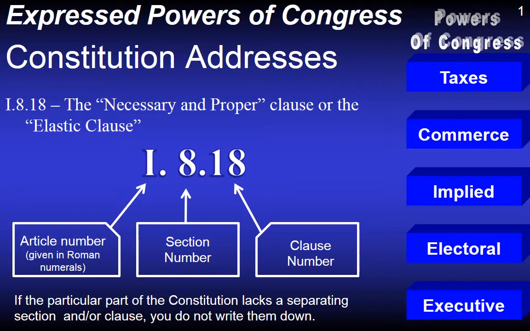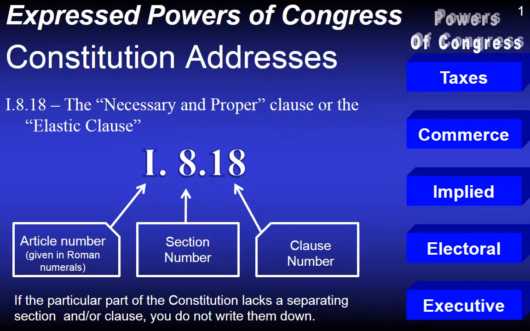Before we get into the actual powers of Congress, there's a couple of things that I want to make sure we address, so that we can speak the same language and you understand exactly what we're talking about. The first one is, how do you find a part of the Constitution? We could say, well, this is found in the Constitution. Well, it can be a big document. Where exactly is it? And that is why there is such a thing called the Constitution Address. With this address, just as a mailing address can find you anywhere on planet Earth, this address can help you find things in the Constitution.